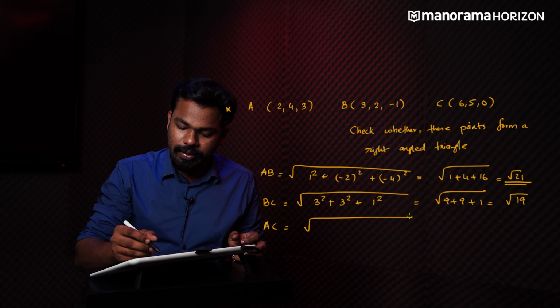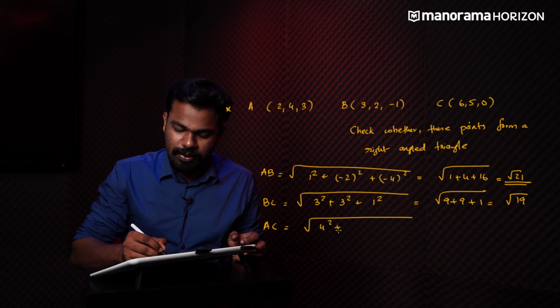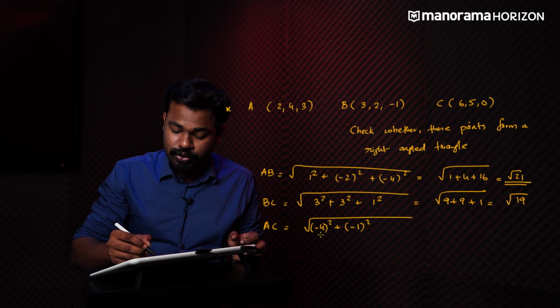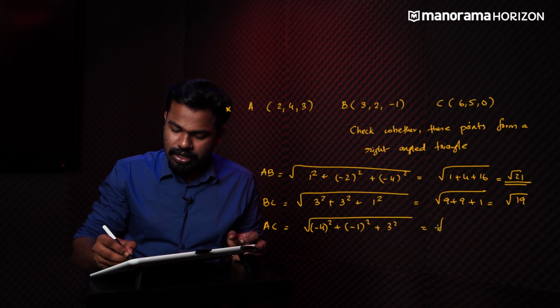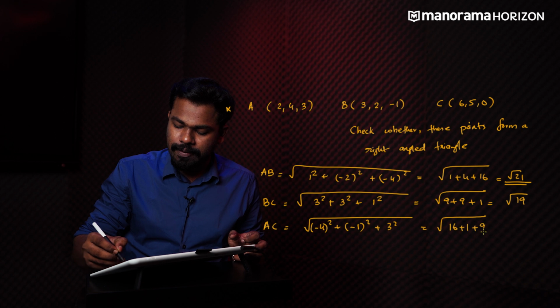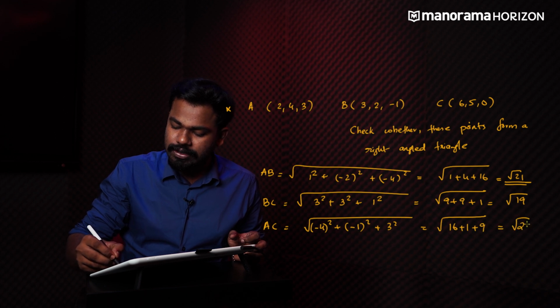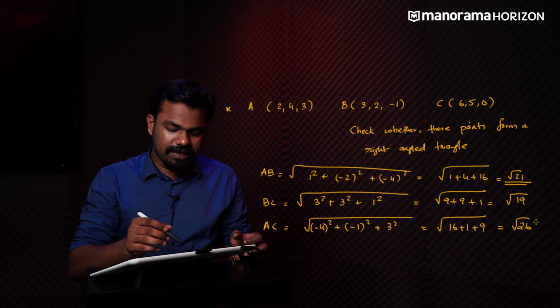The third side: (2 minus 6) that is minus 4 square, plus (4 minus 5) minus 1 the whole square, plus 3 square. So that is 16 plus 1 plus 9, that gives us root 26. So AB, BC and AC we got.